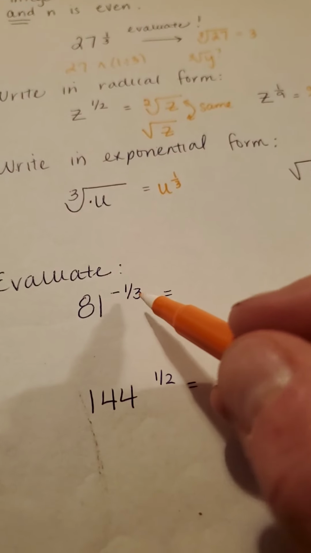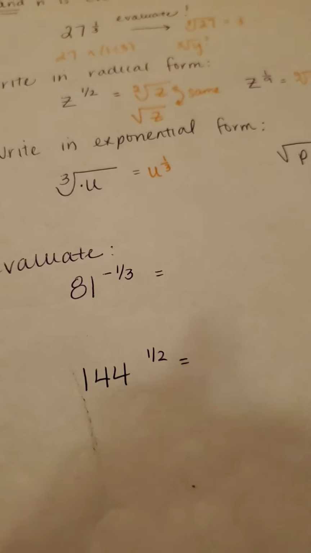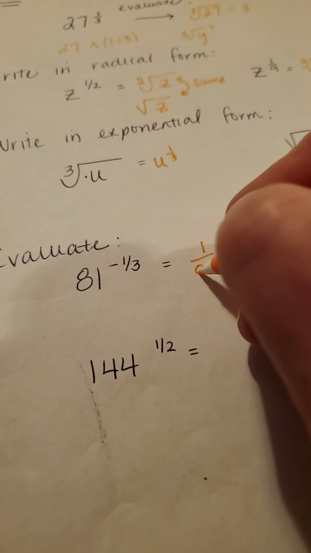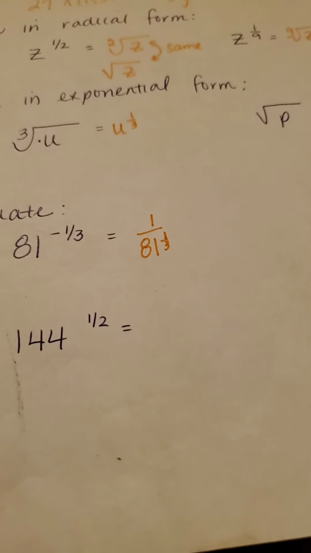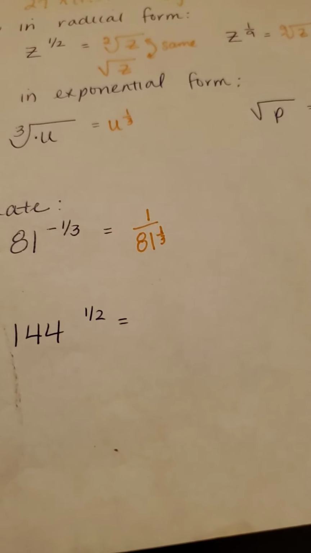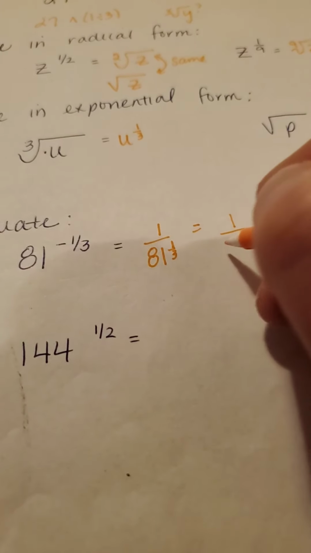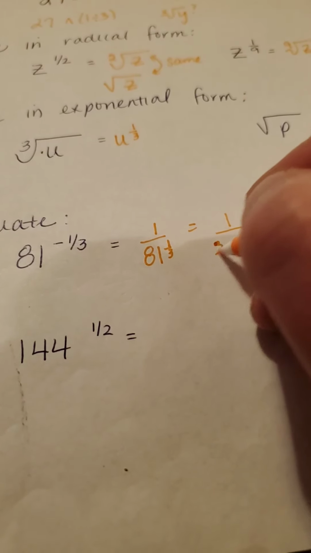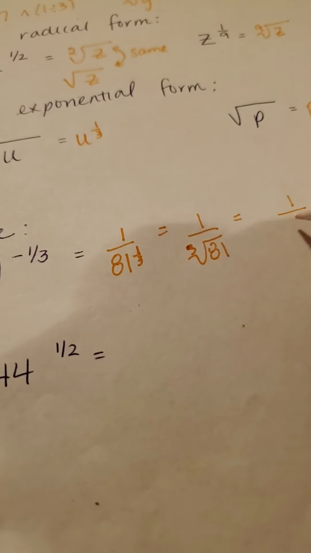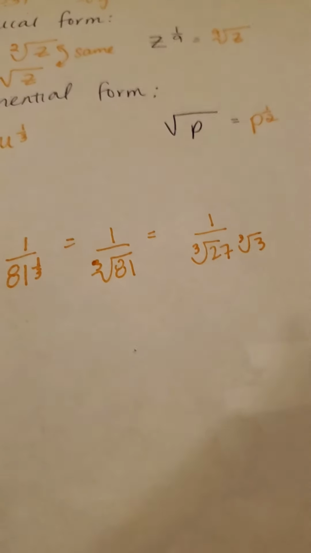We have 81 to the negative 1/3. You can plug this into your calculator. When you're dealing with negative exponents, though, just remember it's the same thing as this: 1 over 81 to the 1/3 on the bottom. Now, how could we evaluate that? Well, this isn't really ideal, because this is the same thing as the cube root of 81, which is not perfect. This is the same thing as 1 over the cube root of 27 times the cube root of 3.